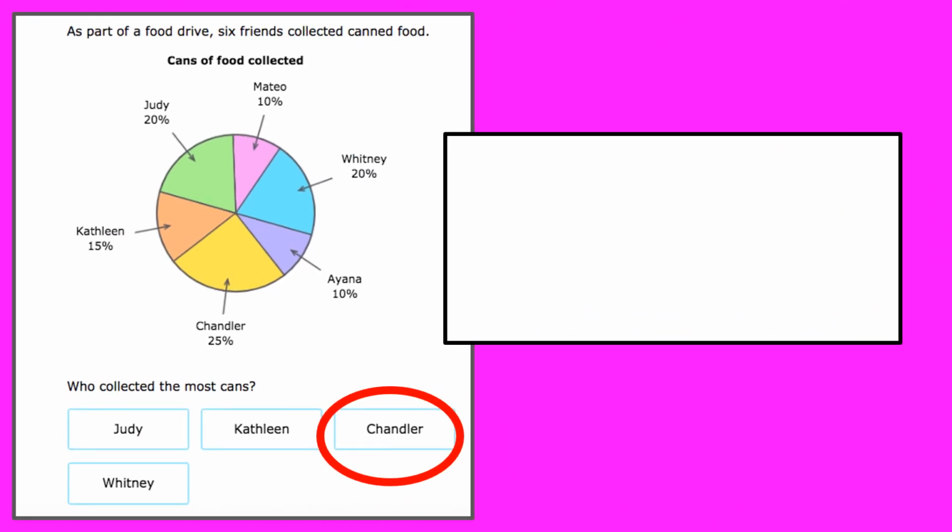As part of a food drive, 6 friends collected canned foods. Who collected the most cans? Now, in a problem like this, you can look at the graph and see that the yellow section, which is Chandler, is the biggest section. However, if the numbers were closer together, like 24 and 25, you may not be able to just see it. So you would have to compare the numbers.